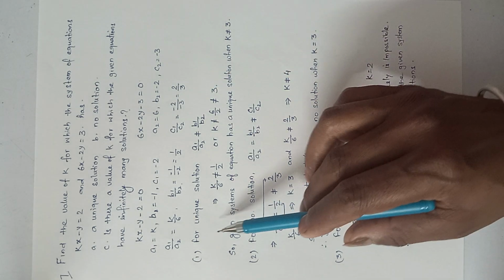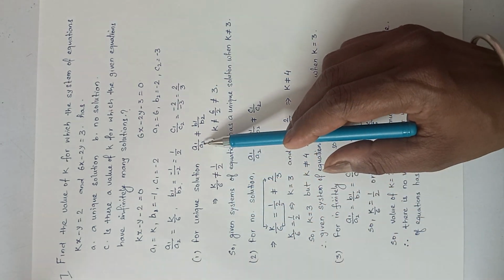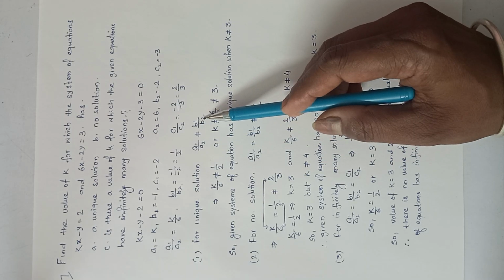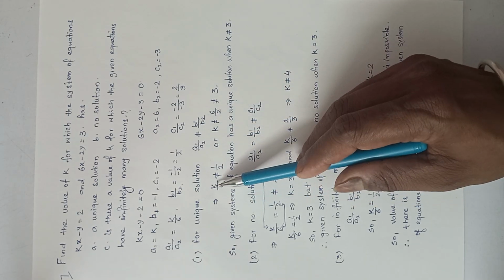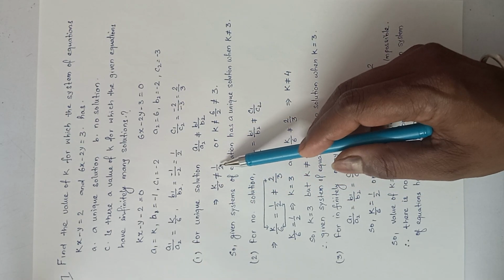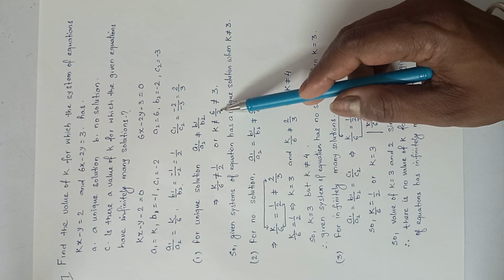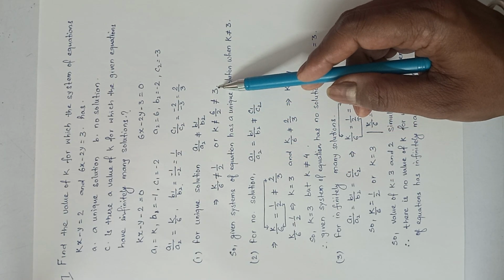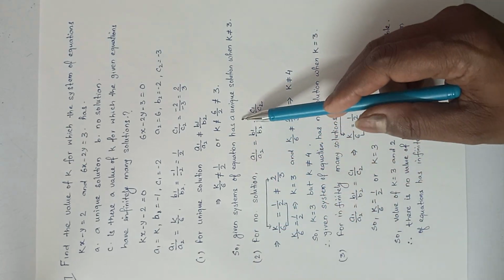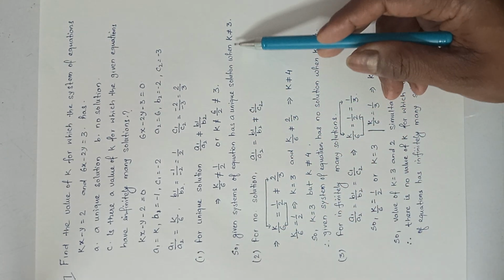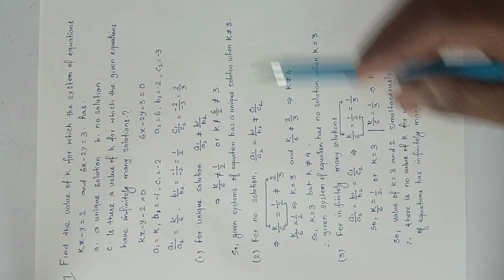For a unique solution, we have a1 upon a2 not equal to b1 upon b2. This implies k upon 6 not equal to 1 by 2, or k not equal to 6 by 2, or k not equal to 3. So the given system of equations has a unique solution when k is not equal to 3.